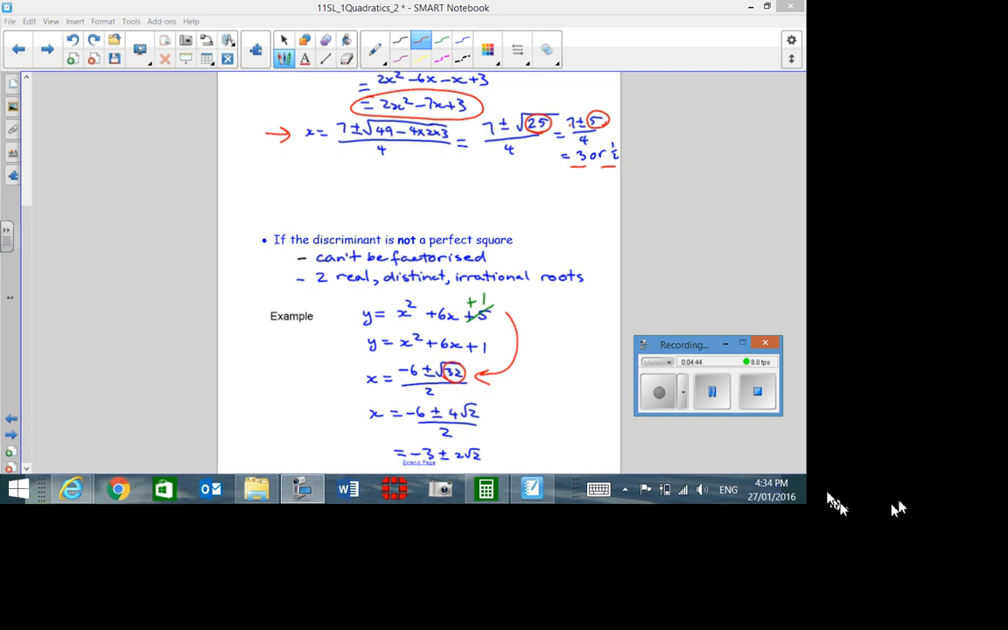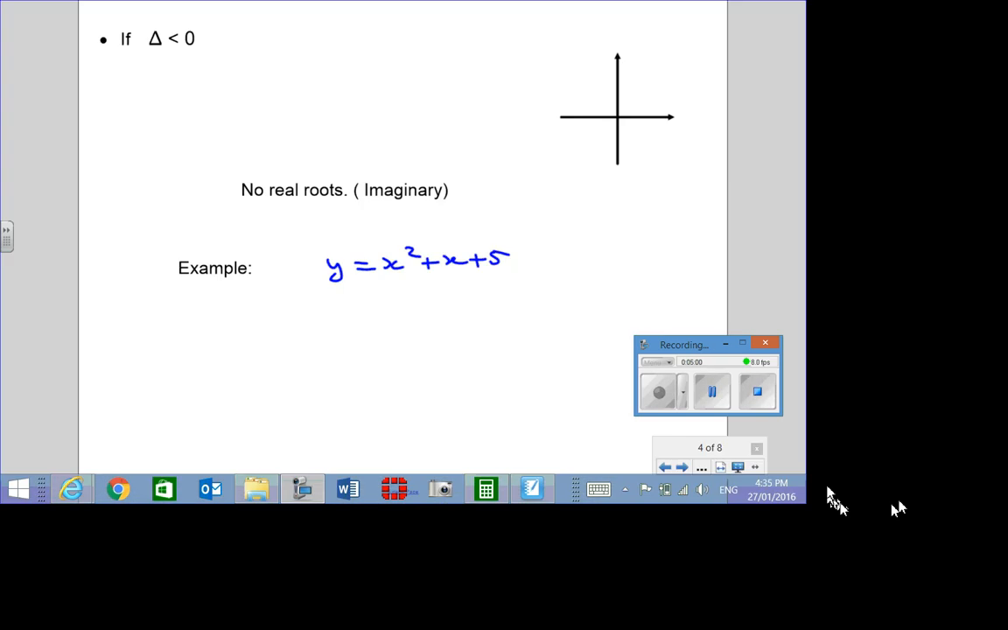I can still get two answers, so I still have negative 3 plus 2 root 2 and negative 3 minus 2 root 2. However, notice that I can't actually factorize it. So that's a little hint to know whether you can actually solve by factorizing or not if you find the discriminant first.